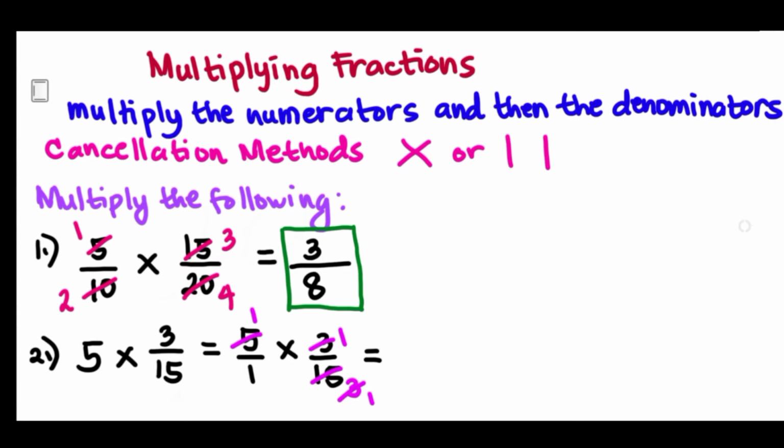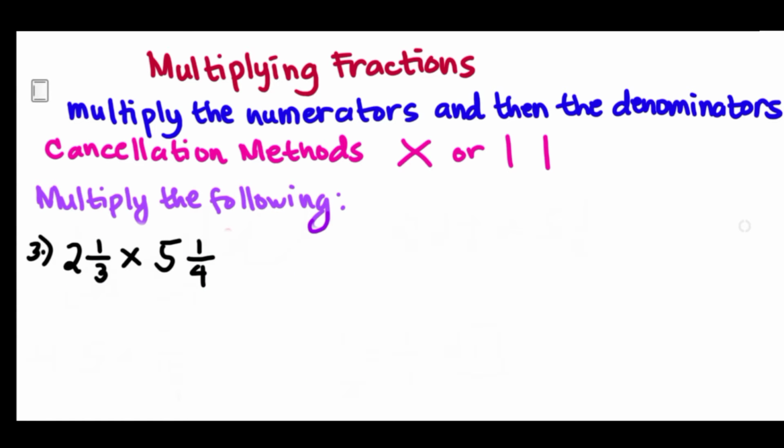And then, i-multiply po natin what's left with the numerators and then the denominators. So, 1 and 1. 1 times 1 is 1. Sa baba naman, 1 and 1 din. So, 1 times 1 is 1. So, 1 divided by 1 will be equal to 1. So, the final answer is 1.